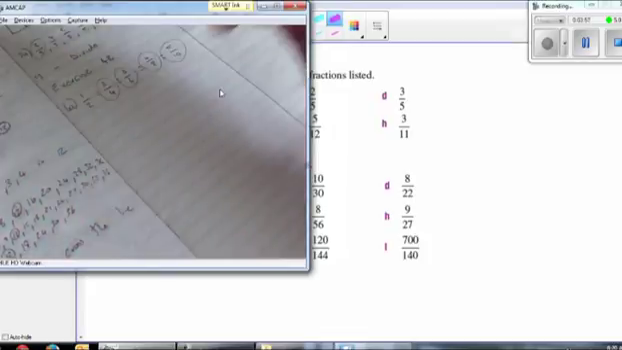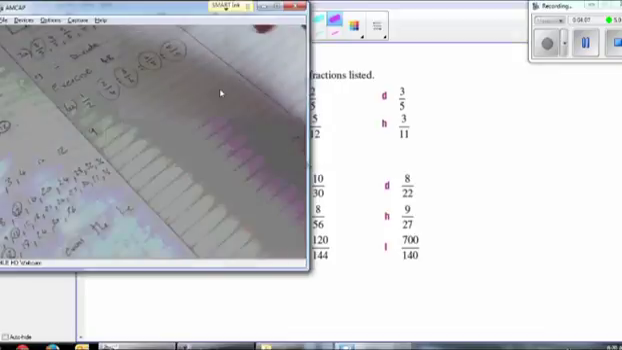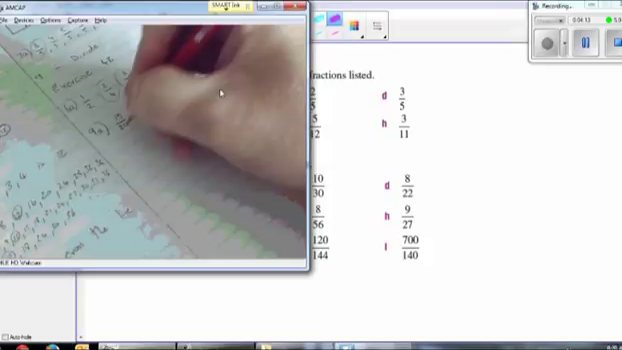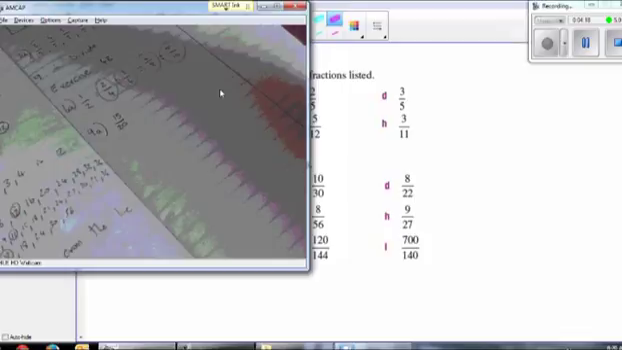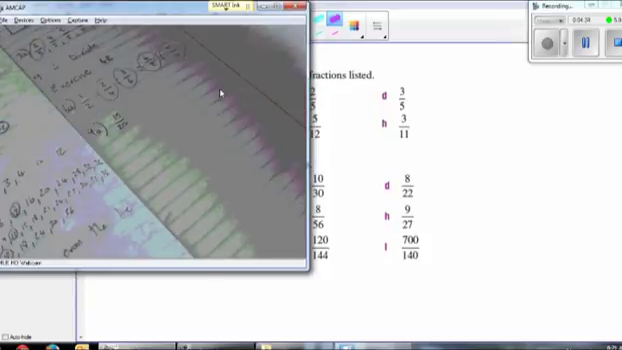Pretty simple stuff. Let's have a look at question 9. Question 9, it asks us to simplify. Write the following fractions in their simplest form. So for A, we've got 15 over 20. Now we need to find the highest common factor of these two numbers, or we need to find any factor at all. If you find the highest common factor, you'll only have to simplify once. If you find a factor that is lower than its highest common factor, you'll have to simplify more than once.